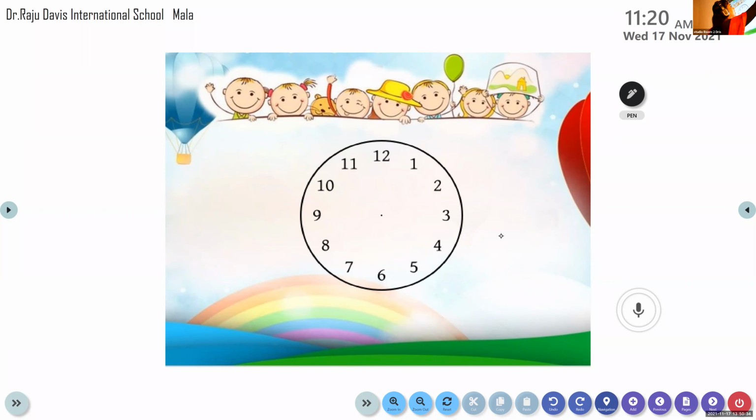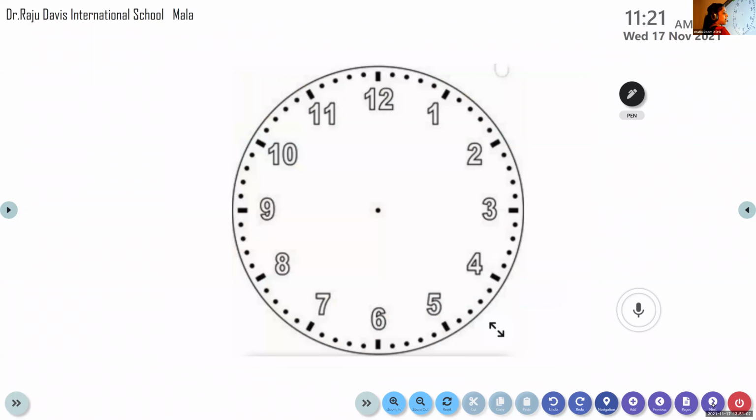The next question for Anna Rose. Anna, ready? Yes. Okay, then I'm going to draw the hands. The minute hand is on 12. The hour hand is also on 12. Can you tell the time? 12 o'clock. Yes, now the time is 12 o'clock. You can see both the hands are on 12. Very good, correct answer. So I think everyone understood how to read the time, isn't it?